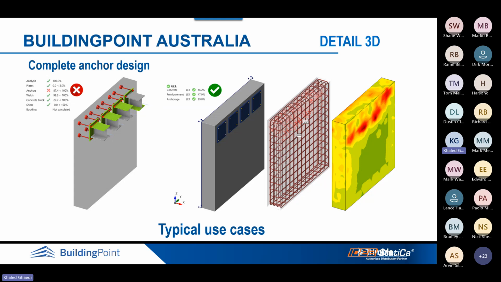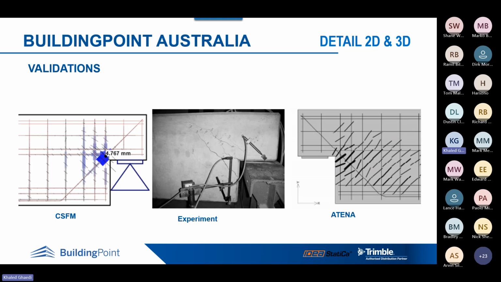So that's why, again, you can use the IDEA StatiCa connection just to come up with the modeling, and then put the anchor there. And once you run the analysis, if you are getting errors or warnings for the anchor, you can send the information to IDEA StatiCa Detail 3D and finish up your work. And definitely for coming up with this solution, it doesn't matter whether 2D or 3D.